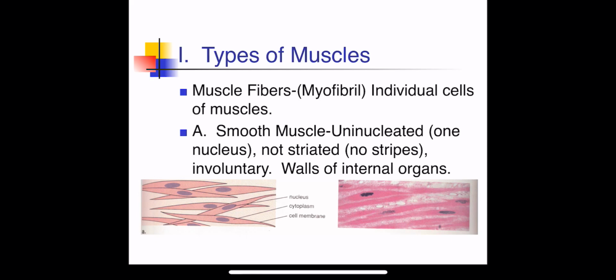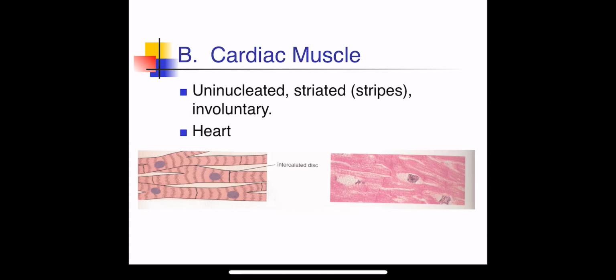And they're involuntary. You don't control your smooth muscle because these are found in the walls of your internal organs like your small and large intestines. We don't control those, so they're involuntary. The second muscle we're going to talk about is the cardiac muscle. There's your clue. Cardiac is found in the heart. It is also uninucleated, meaning one nucleus, just like a smooth muscle, but this one is striated. It has stripes, as you can see in the photos. And this is involuntary. Obviously, we don't choose to make our heart beat, but it works on its own.